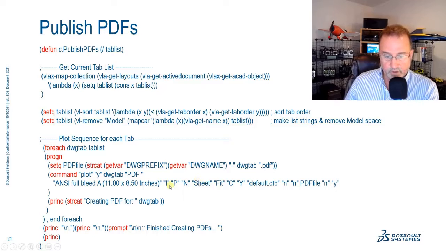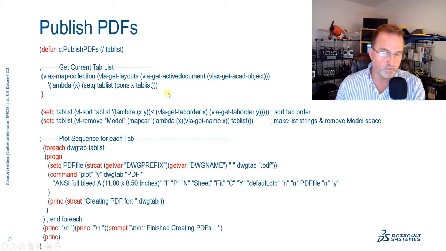But you notice here, I'm actually going through and answering all those questions one at a time. When I'm done with that command, I just print to the command line, I'm creating a PDF for this tab, and then because it's a for each loop, it's going to run through each of those tabs, and when it's done, it'll just say finish creating those. So that's my function called publish PDFs.